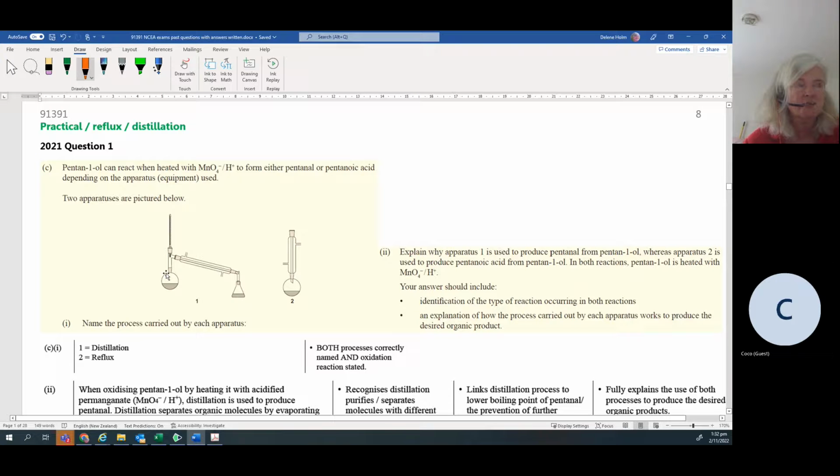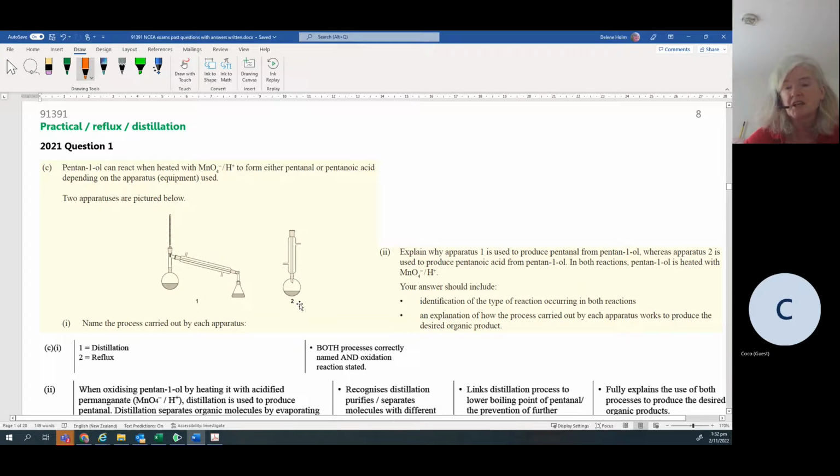So this is a distillation which is used when there's a product formed that has a lower boiling point. Say we're going from an alcohol that has a higher boiling point to an aldehyde, which has a lower boiling point. As soon as the aldehyde is formed, it's going to boil off, condense, and drip down here.